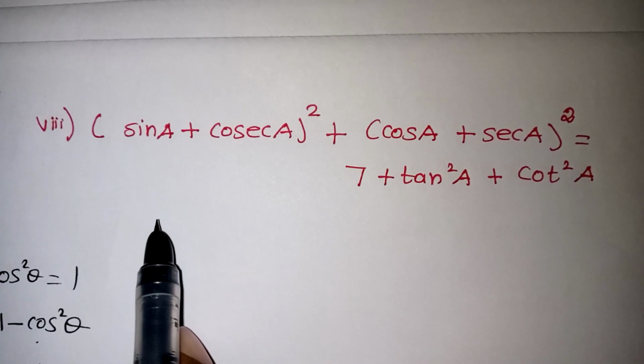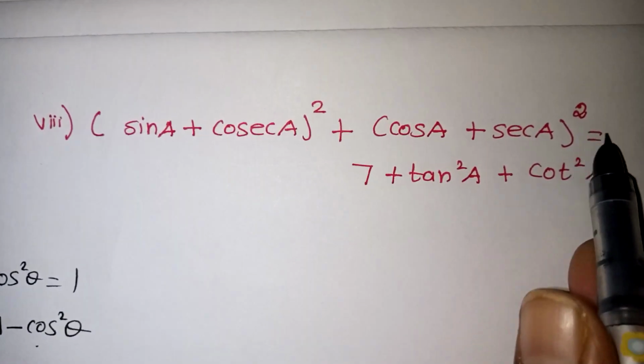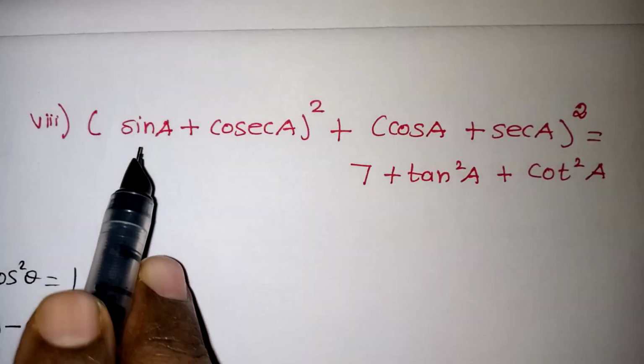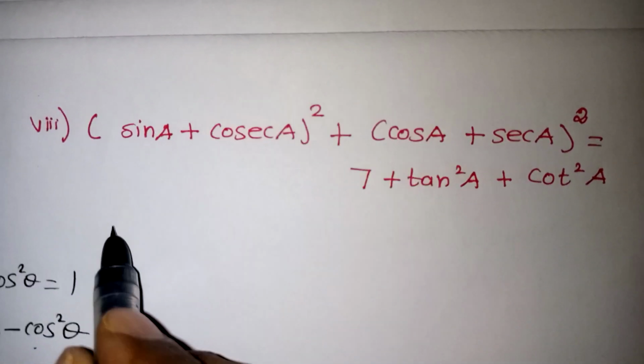Okay student, look at the 7th one. Sin A plus cosecant A the whole square plus cos A plus secant A the whole square equal to 7 plus tan squared A plus cot squared A is our question. Now this looks like A plus B the whole square. So let us expand and write now.